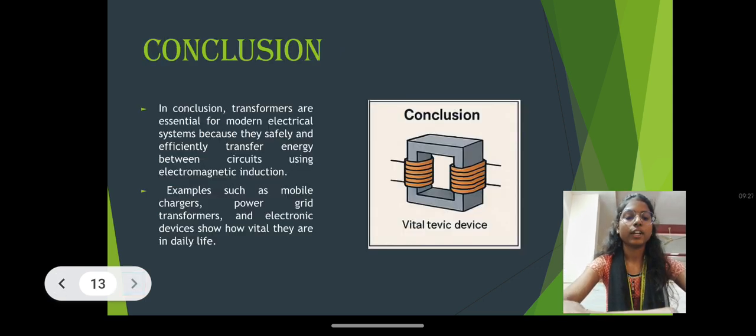Conclusion. To conclude, the transformer is a highly efficient and essential device in electrical engineering. It works on electromagnetic induction and enables voltage conversion for safe and effective power distribution. Understanding its construction, working, and types is important for every ECE student, as transformers form the backbone of power systems. And examples such as mobile chargers, power grids, and electronic devices show how vital they are in daily life.